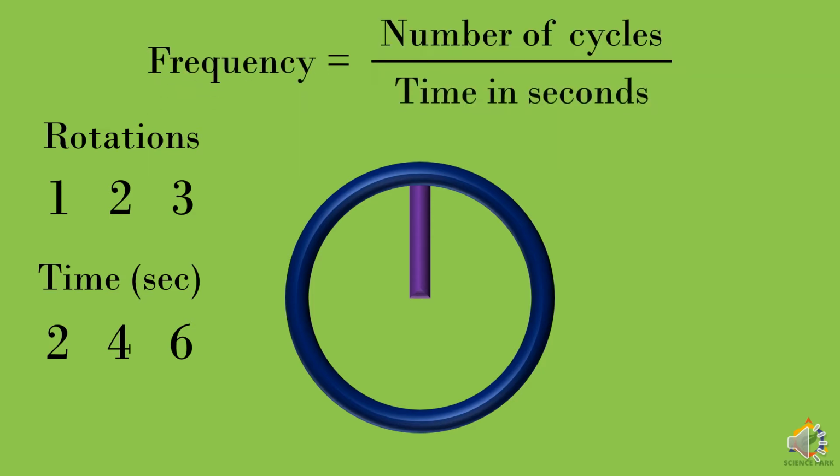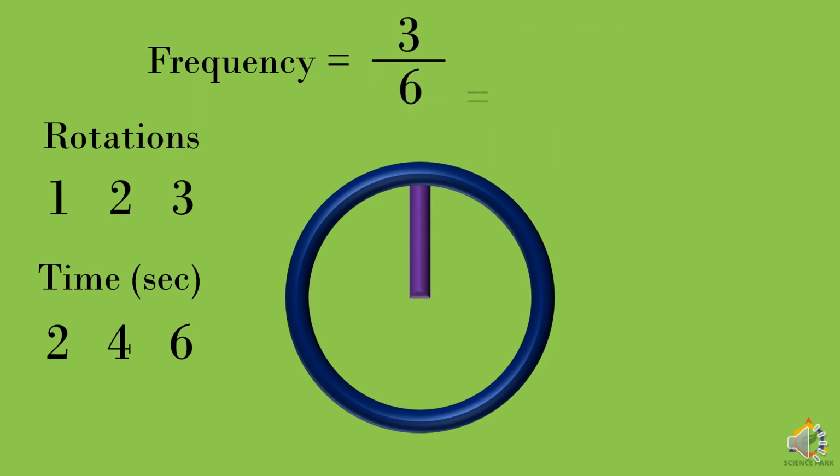Now we have another term called frequency. Frequency is defined as the number of cycles or rotations per unit time. If we divide the number of rotations by the time in seconds, we get the frequency. In this case, we have 3 rotations divided by 6 seconds, which gives us 0.5. The unit of frequency is hertz. Hertz is the name of a scientist. So this was in the case of a wheel.